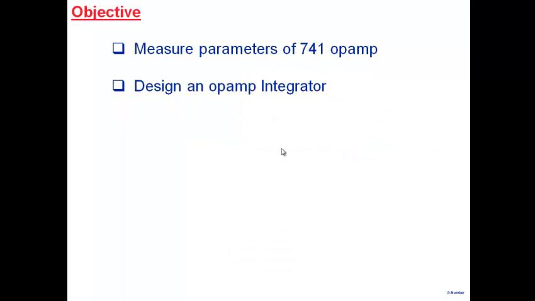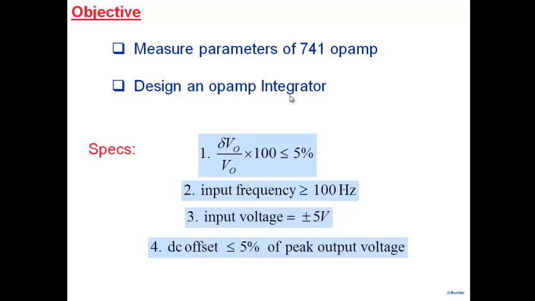Okay, so the objectives are then two. The first part of the experiment is to measure a few of the parameters of the op-amp. Of course, it is a complicated entity with many parameters, but what we want is for you to measure a few of the op-amp parameters of the 741 op-amp. I'll talk about it, and then the other part is designing an op-amp integrator, simulating it, breadboarding it, and testing the op-amp integrator, okay? The specs of the op-amp integrator are given over here, and we'll discuss that shortly.